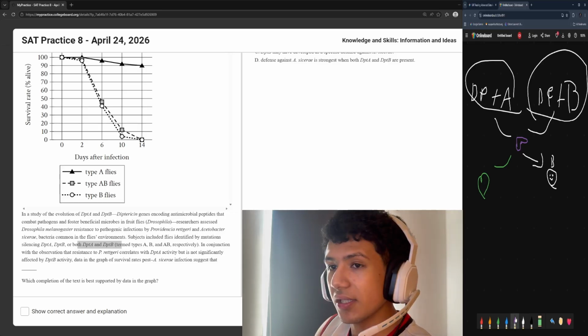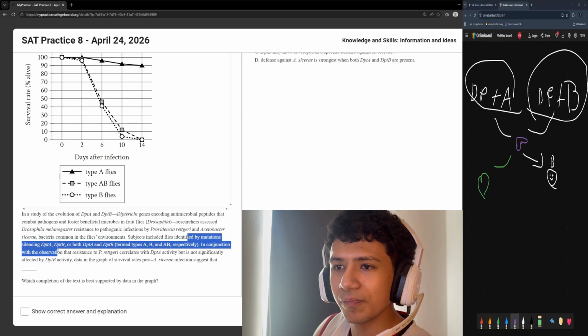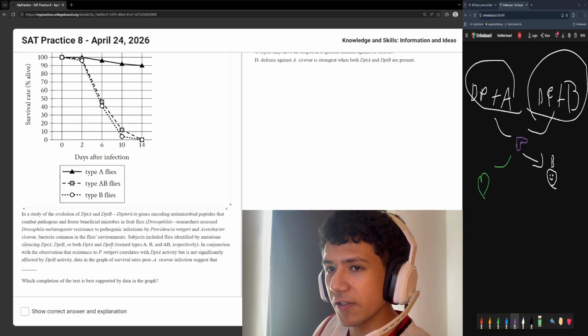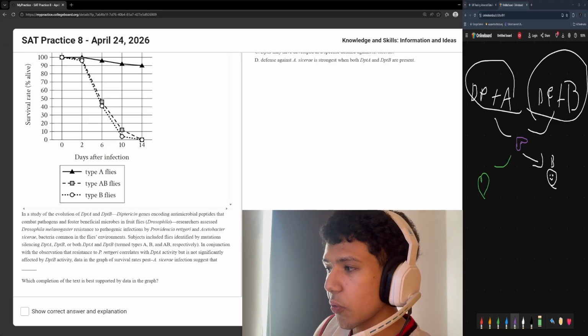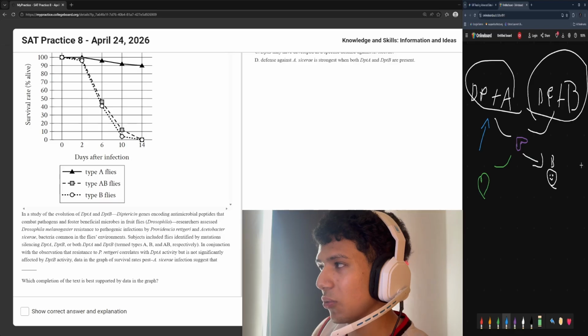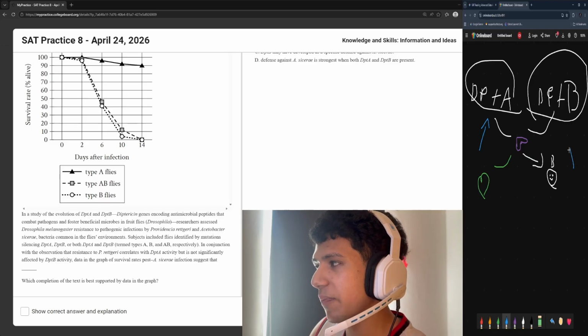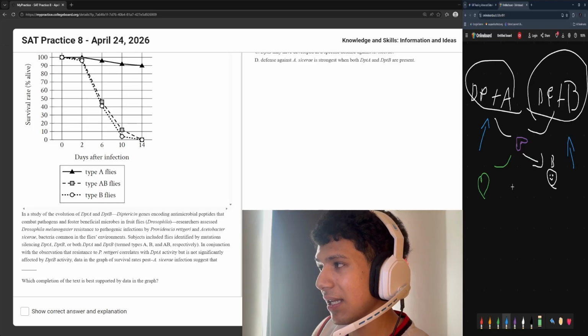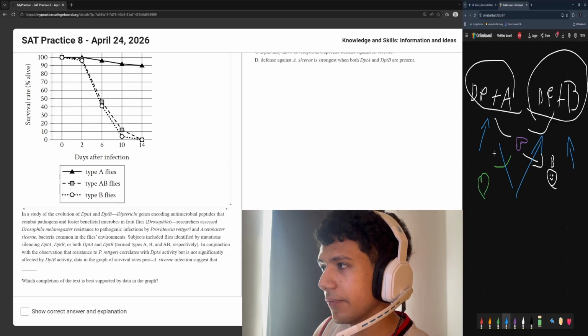But these were mutated, right, for the experiment. So there were some fruit flies that didn't have DPTA. There were some other fruit flies that didn't have DPTB, and there were fruit flies that didn't have any.